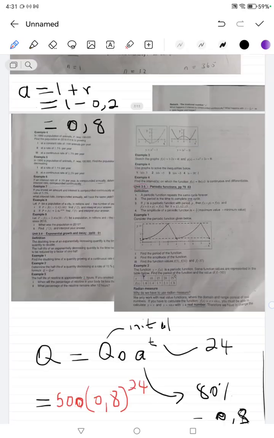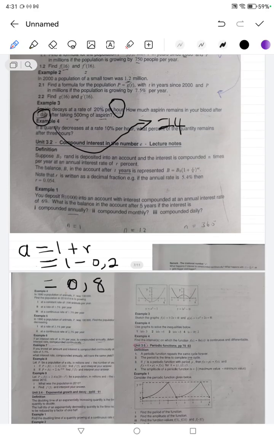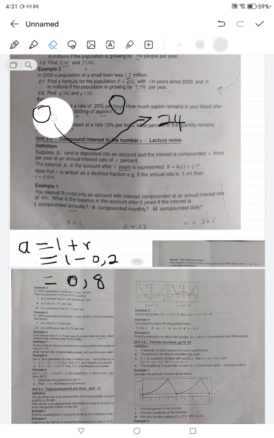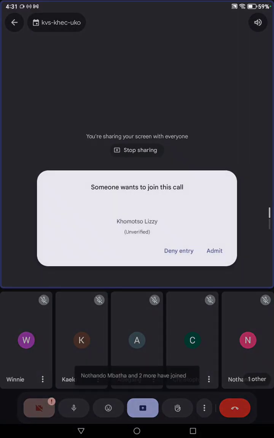Let me check. Oh yeah, as that. Someone is requesting to be let in. Sorry.